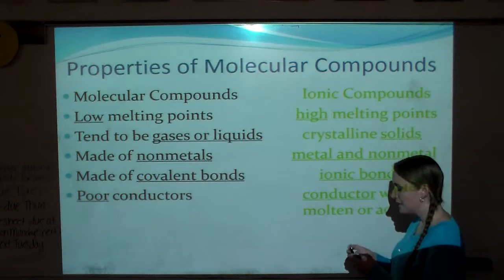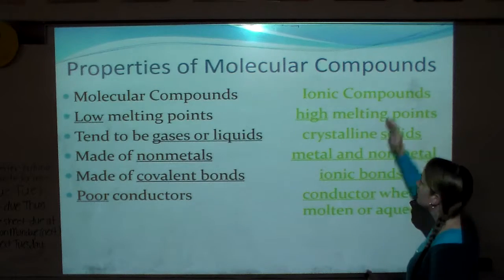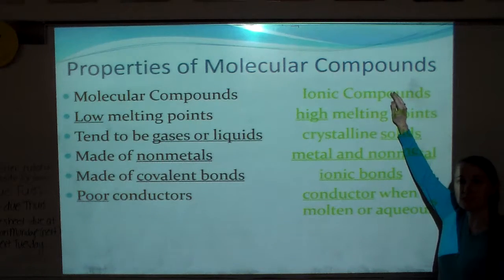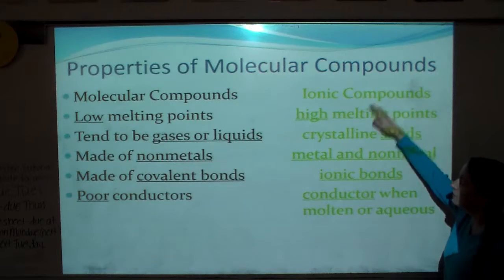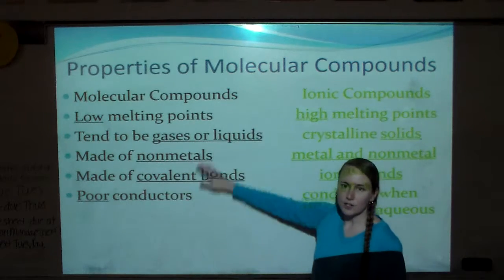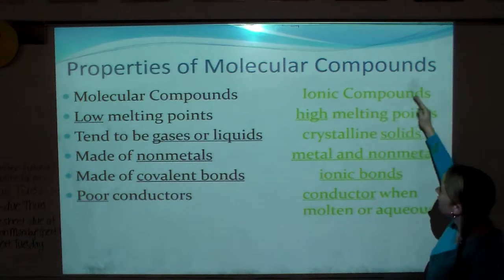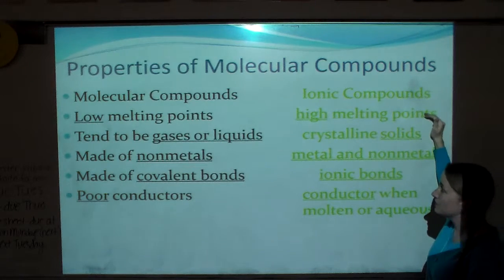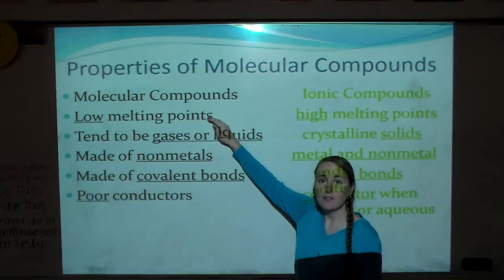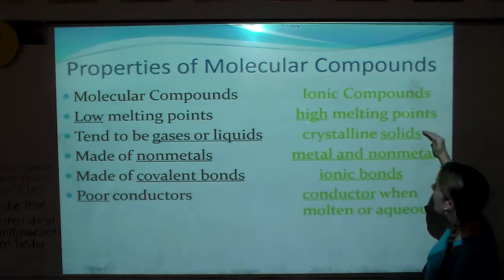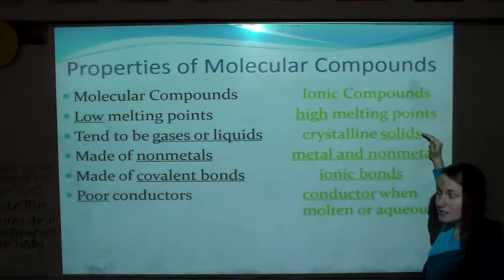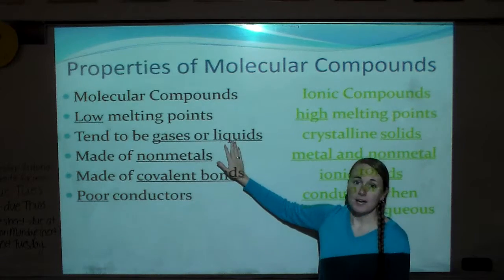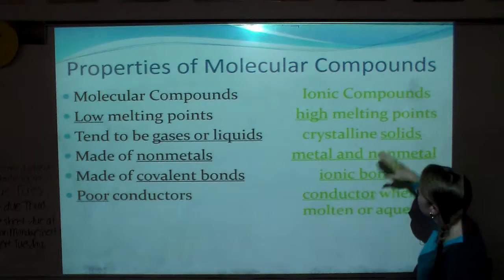Okay, so I went ahead and put up the properties we talked about last chapter for ionic compounds so that you can see that molecular is pretty much the opposite. So if you remember ionic, molecular is the opposite. So let's look at ionic first. So we said ionic compounds have high melting points, which means molecular have low melting points. Ionic compounds are crystalline solids. Well, molecular compounds tend to be gases or liquids.